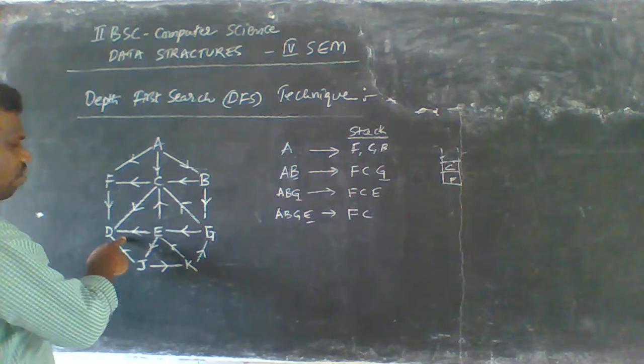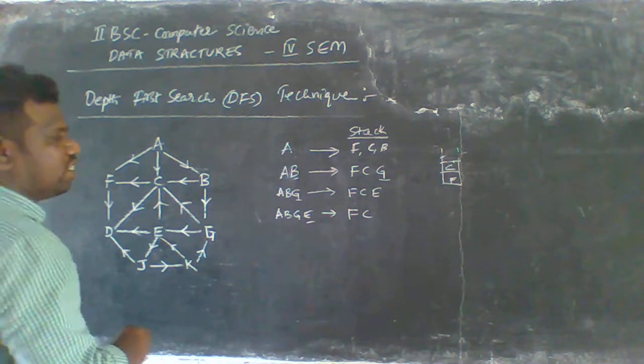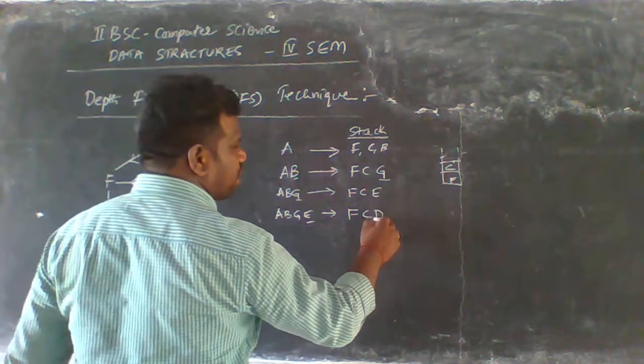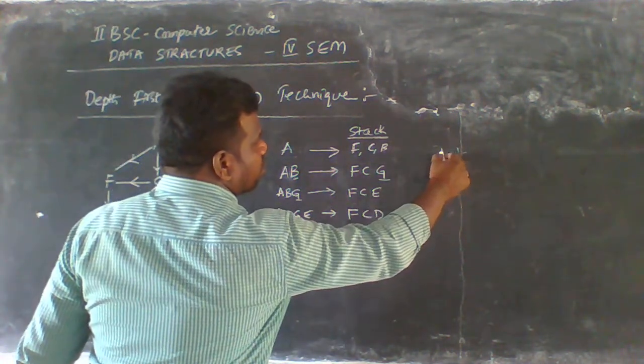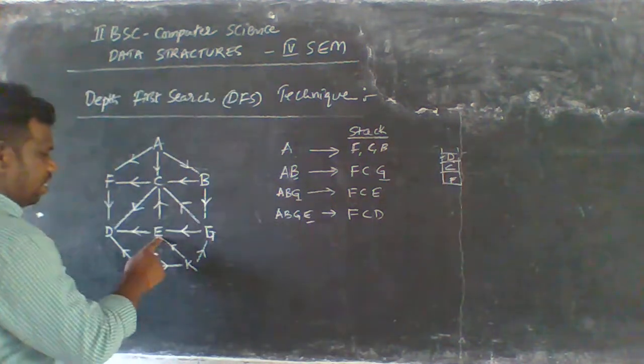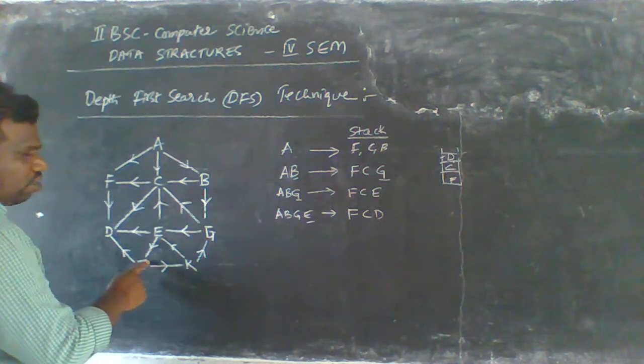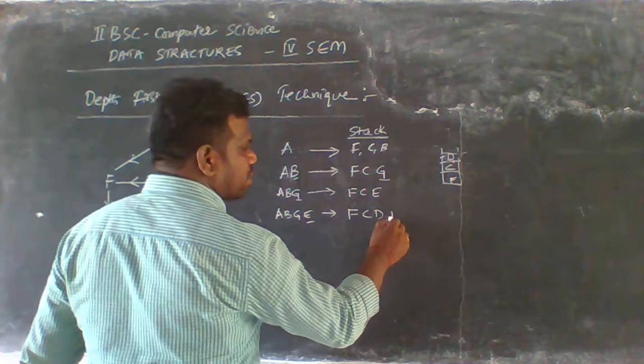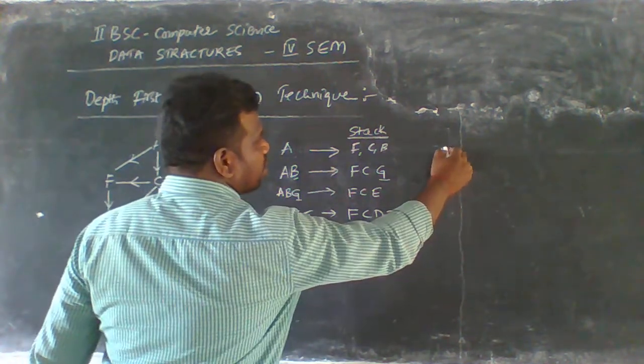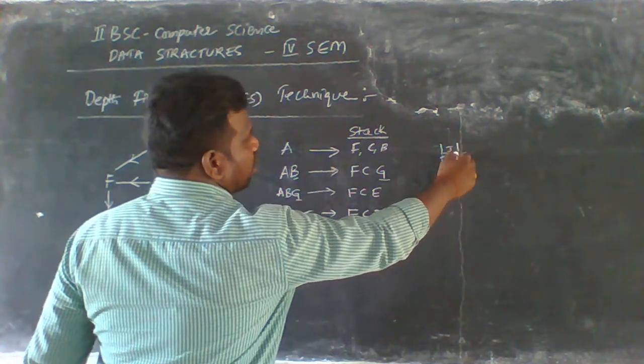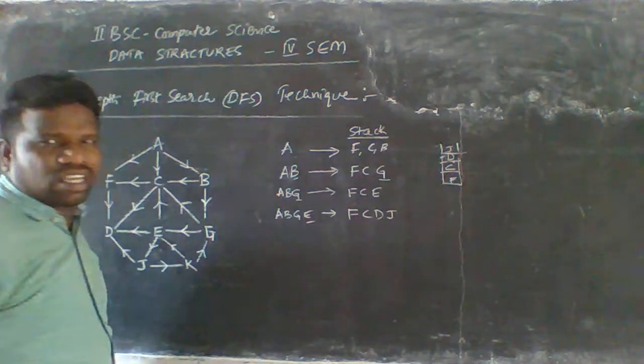And D, we have to take that D. D is a new element, hence we can place it here. And from E, J. J is also a new element, hence we can place that element here. Now the last element is J.